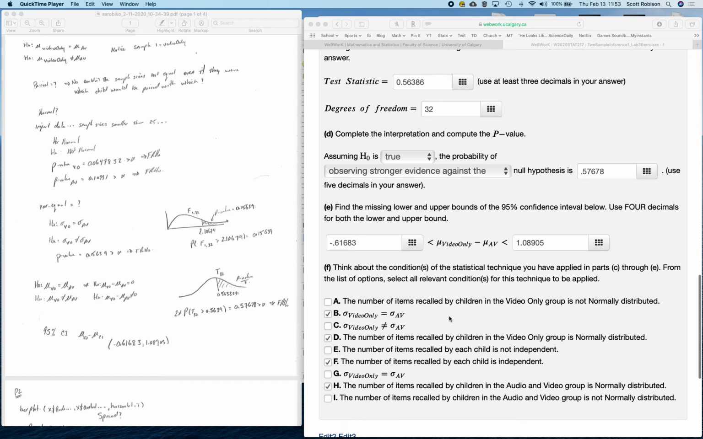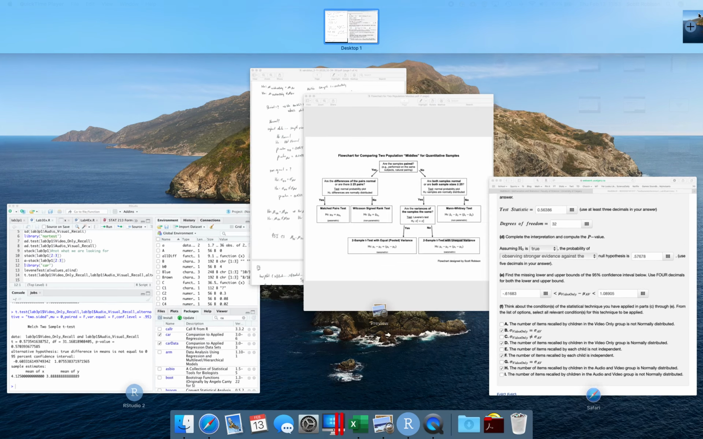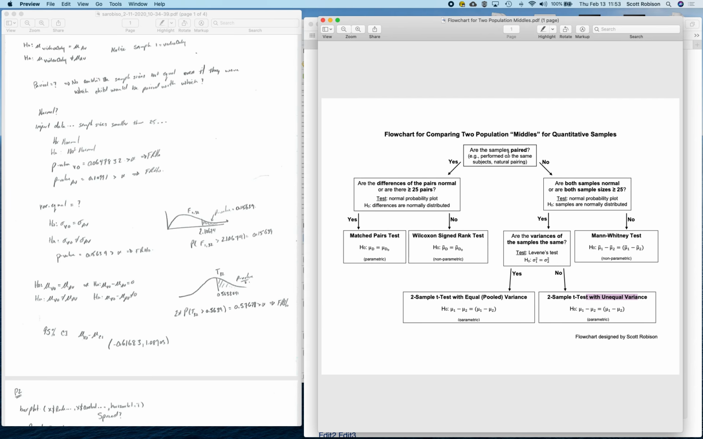Lastly, it's trying to let you realize what were the steps that got you to this point. And this is the part that's really related to this flowchart. The samples weren't paired. The data did appear normal. Levene's test said the standard deviations were the same. And finally, we did that two-sample variance test.